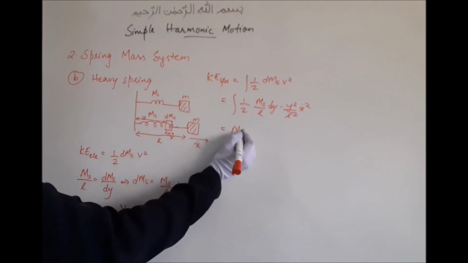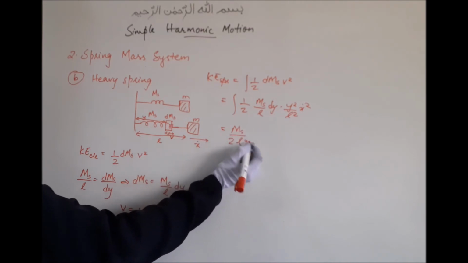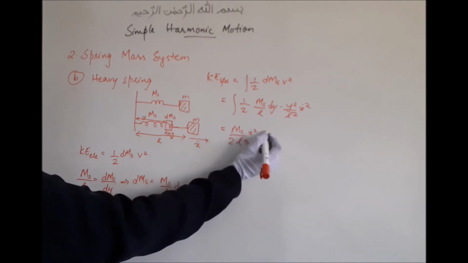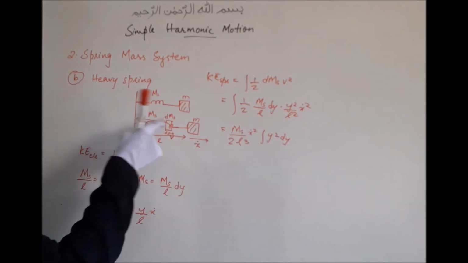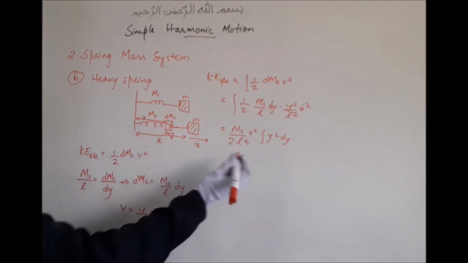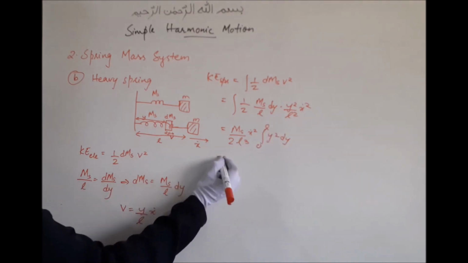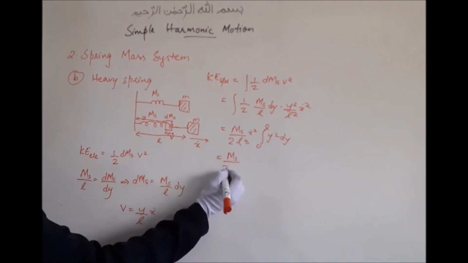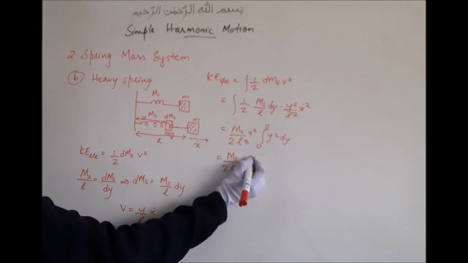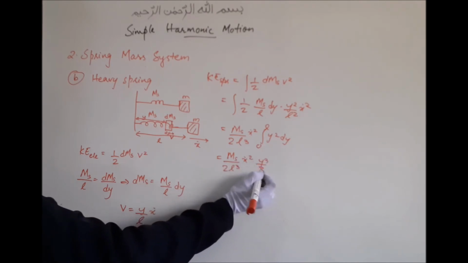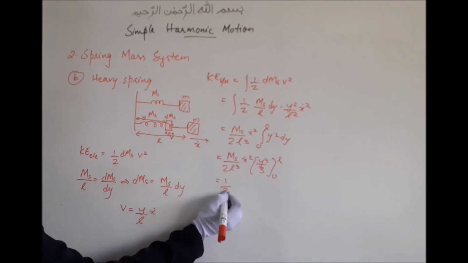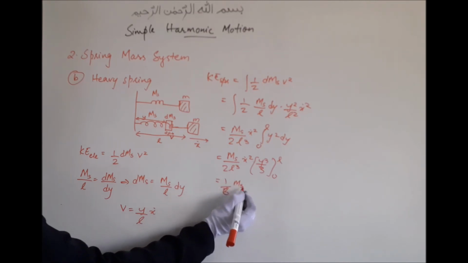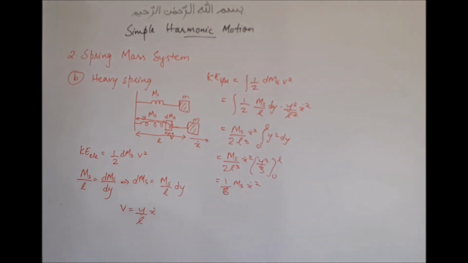So ms is constant, 2 out, L cube out, x dot squared out. We'll have integration y squared dy. This y is going from here to here, which we are taking the total length to be L. So 0 to L. So we'll have ms upon 2 L cube, x dot squared, y cube upon 3, with limits 0 to L. So that is nothing but 1 by 6 ms x dot squared.